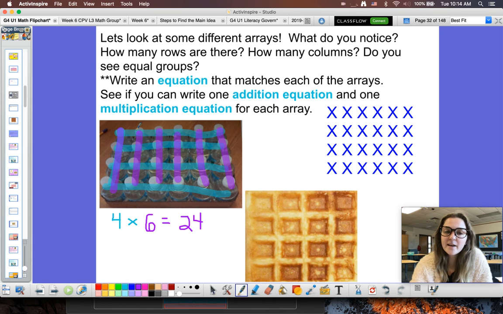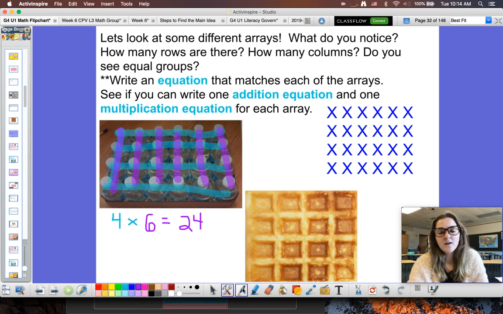If we know our math facts, 4 times 6 equals 24. If you don't know your math facts, go ahead and count. But remember, let's be practicing our math facts so that arrays can be easier for us. We have our rows times columns equals 24. There's 24 water bottles in this array.